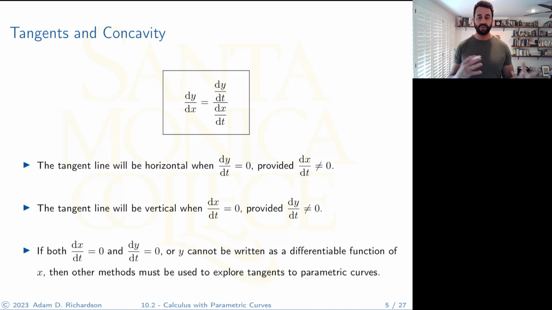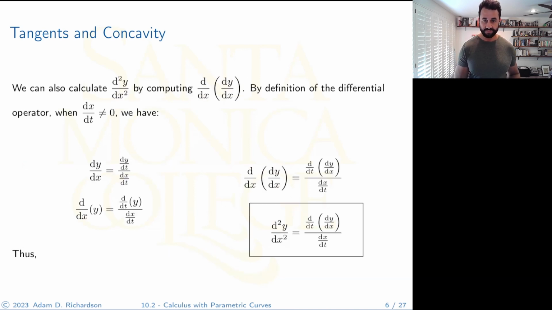So now we can find vertical and horizontal tangent lines, and the process is basically the same as what you saw in the past. Now, if both dx dt and dy dt are equal to 0, or if y can't be written as a differentiable function of x, then you've got to use other methods to find tangents to parametric curves. So we're making some assumptions about our curves. All right, so that was for tangents.